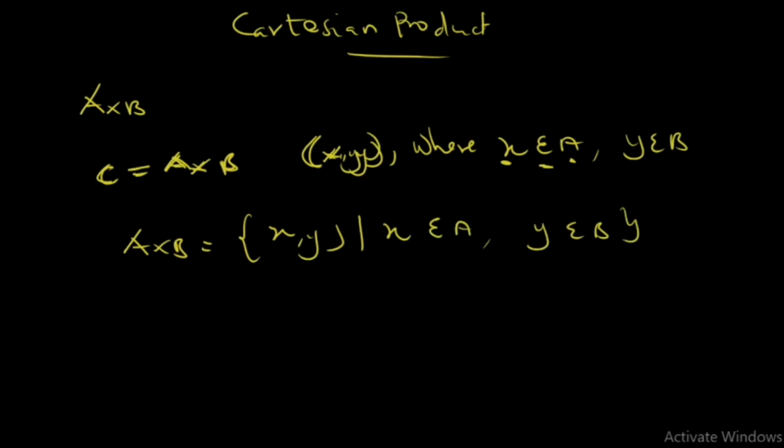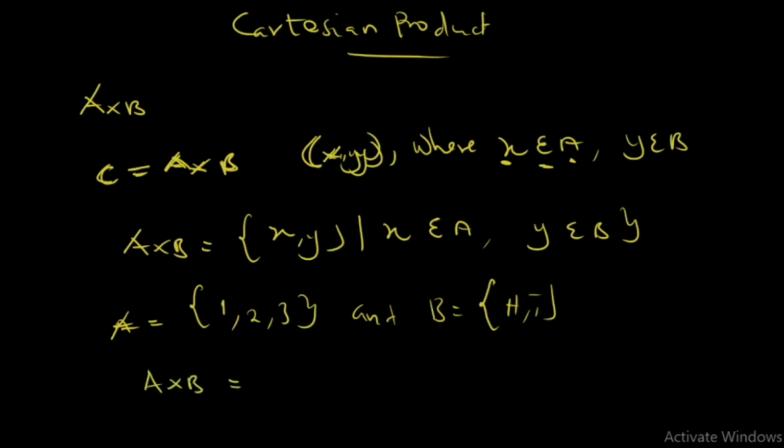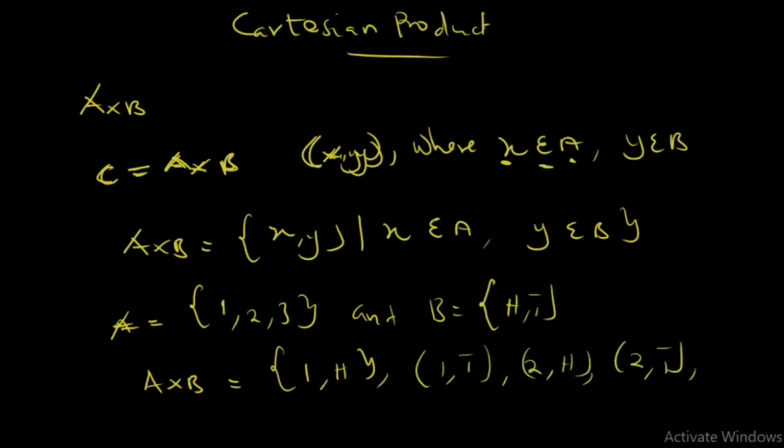Let's take an example. If A is equal to 1, 2, and B is equal to H and T, we should find A times B. For A times B, we'll have our first to be (1, H), (1, T), (2, H), (2, T), and we do the same thing for 3: (3, H), and (3, T). This is the Cartesian product.